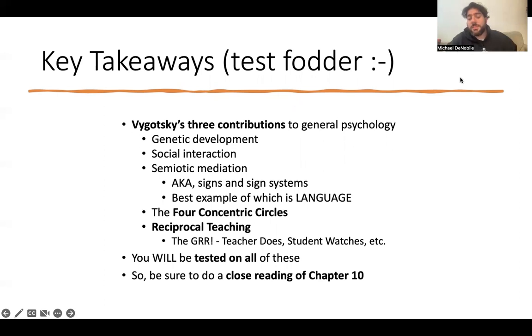The teacher does, the student watches, and that's the gradual. Oh, what did we call it? It was the gradual taking away. Forgetting what that R is.